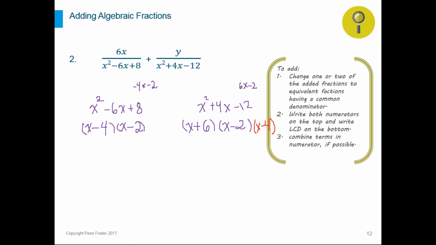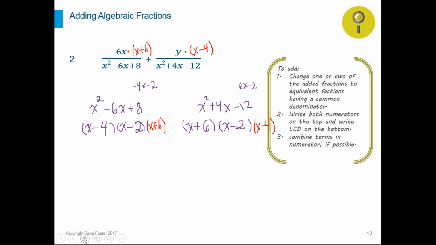Now this one has an x minus 2, and this one has x minus 2 as well. This one has x minus 4, but this one is missing the part that says x plus 6. Now let's go back to the fraction and do the changes to the numerators. So we're going to multiply times x plus 6 here. And this one will get multiplied times x minus 4.